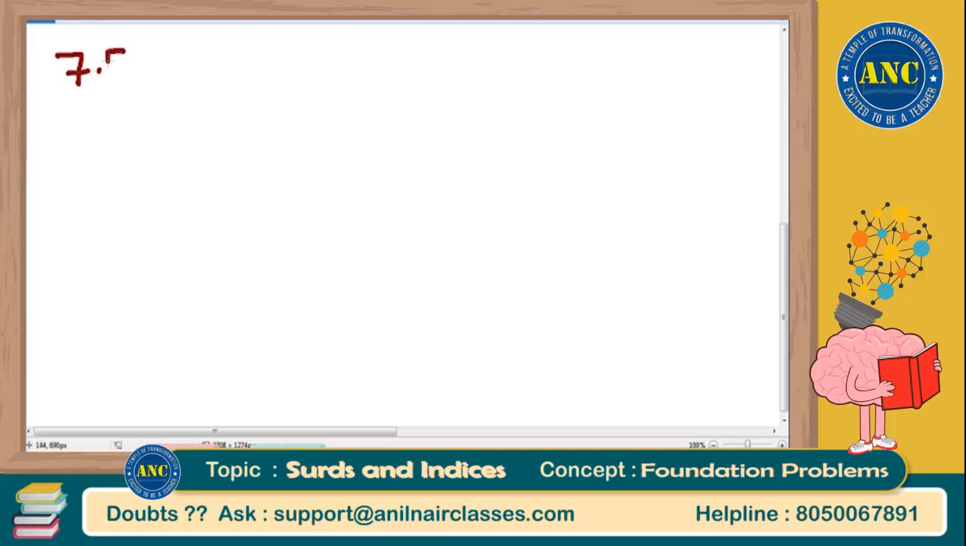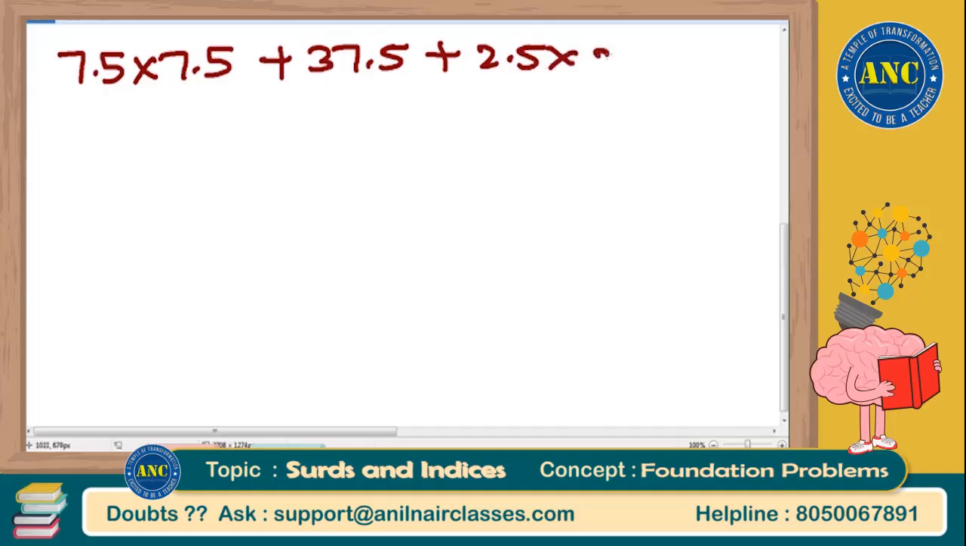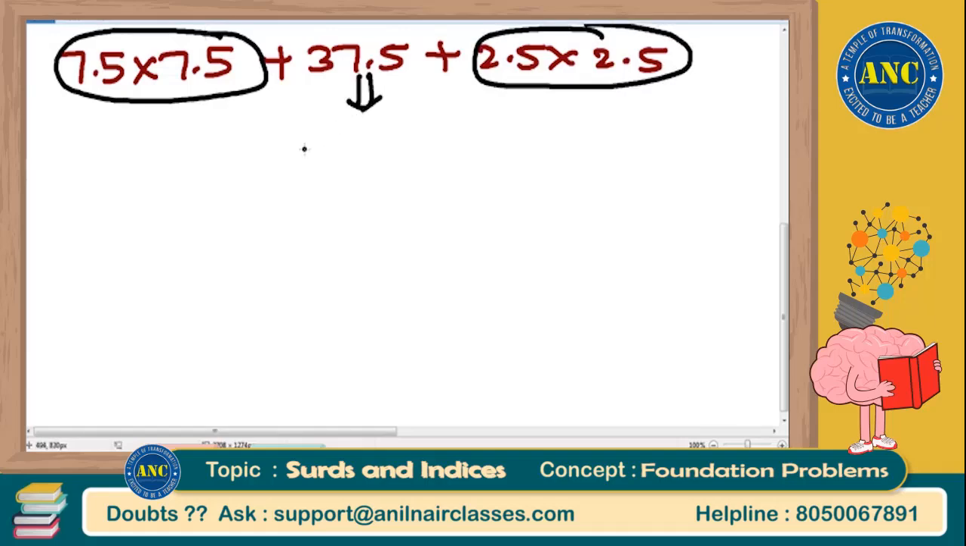Suppose, for example, another question. In fact, the question is actually given like this: 7.5 into 7.5 plus 37.5 plus 2.5 into 2.5. This is 7.5 whole square, and this is 2.5 whole square. This term should be 2ab, where a is 7.5 and b is 2.5. Can I say that 2 into 2.5 is 5?